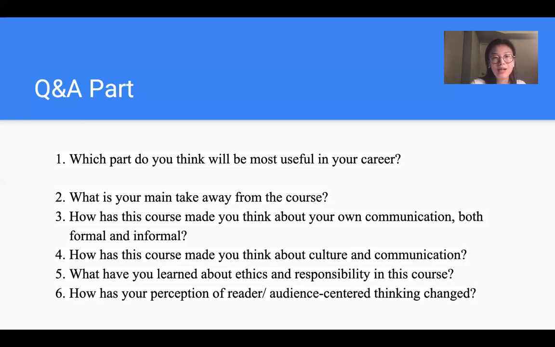For the last question, I have gained a more objective understanding of reader-centered thinking. Writers need to think about how they can deliver information to readers more effectively. For example, by writing in a style and language that readers can understand, and the writing needs to respect the culture of the reader, as I said before. This is the most important part.